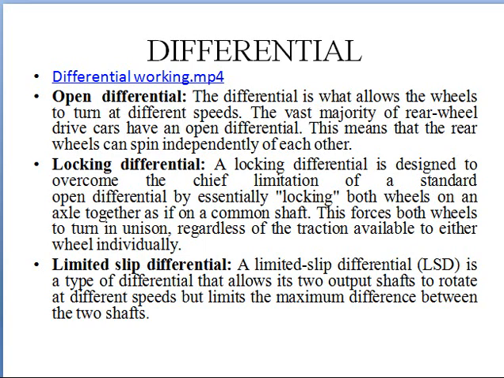So here the inner wheel should move with less speed and the outer wheel should move with more speed. Generally you cannot make two things move at two different speeds. So the differential is the device which helps us to make the inner wheels rotate at a smaller velocity and the outer wheels rotate at a larger velocity. These differentials are of three types. Open differential. Open differential is what allows the wheels to turn at different speeds.